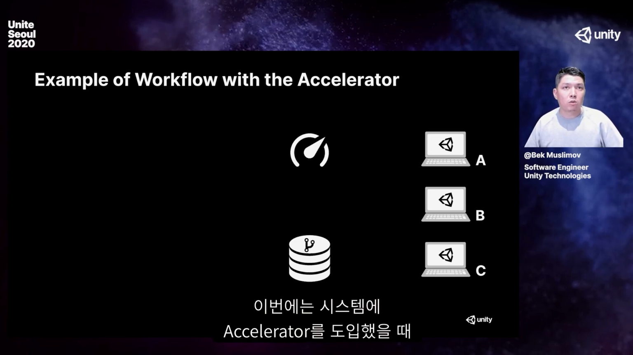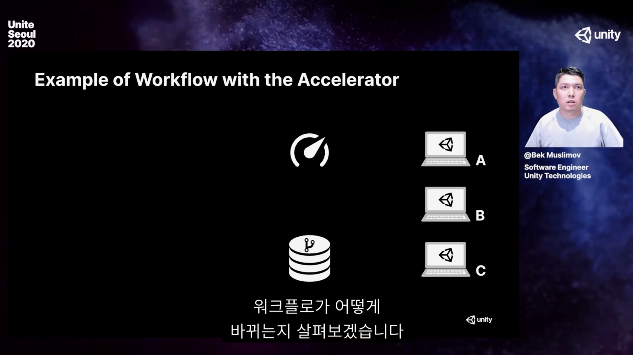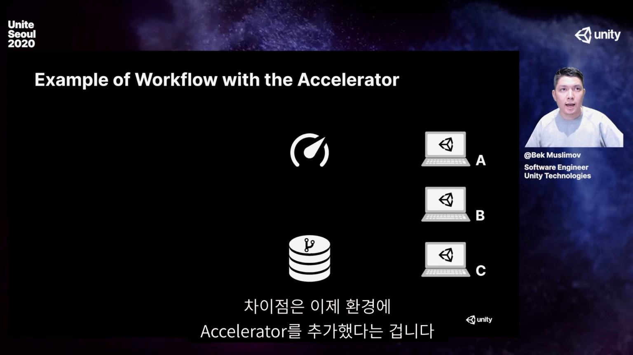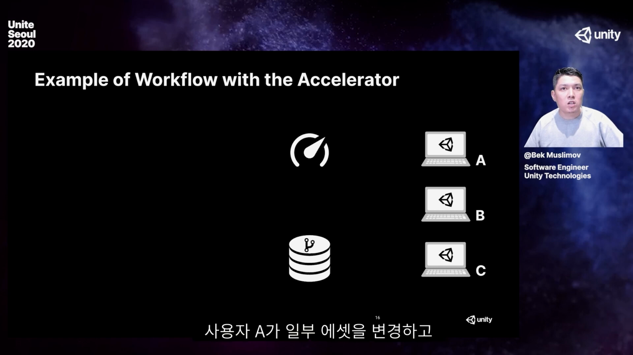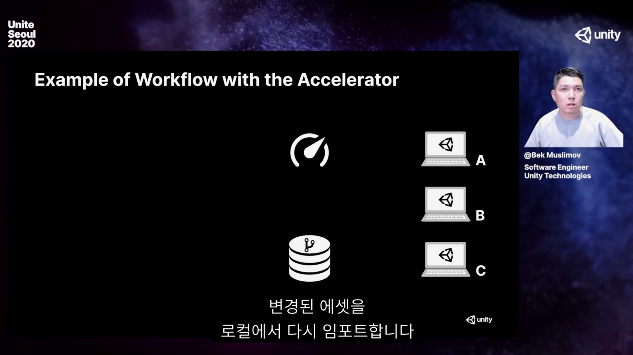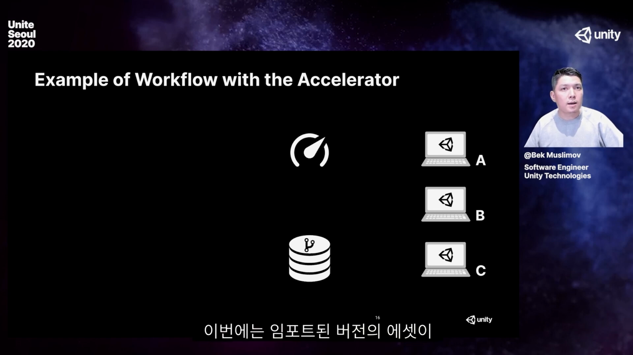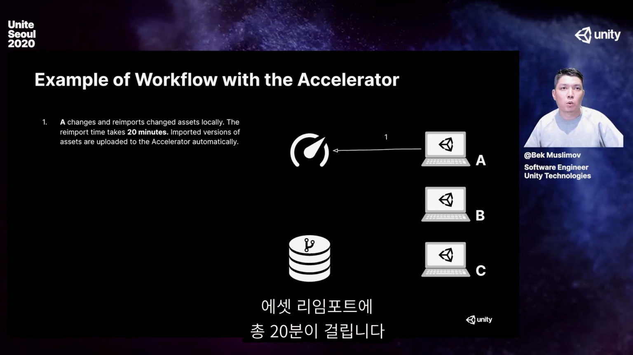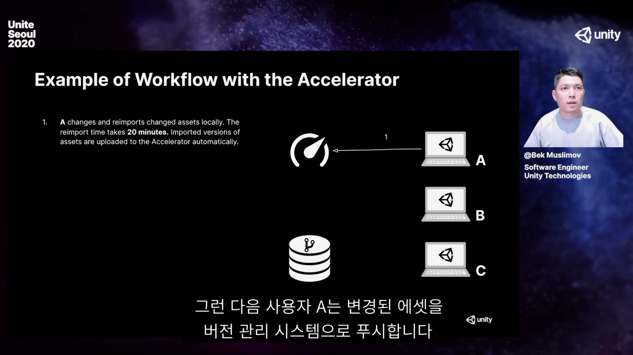This time, let's see how the workflow changes when we introduce the accelerator to the system. We have the same setup with 3 users and a version control system, except that now we have an accelerator added to the environment. User A changes some assets, then he reimports changed assets locally. This time, the imported versions of the assets are automatically cached to the accelerator. Like in the previous case, the total time spent for reimporting the assets is 20 minutes. Then, user A pushes changed assets to the version control system.